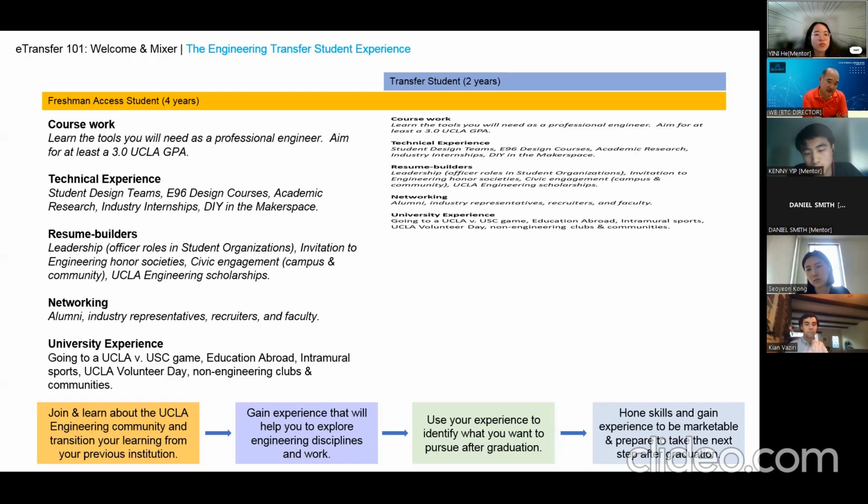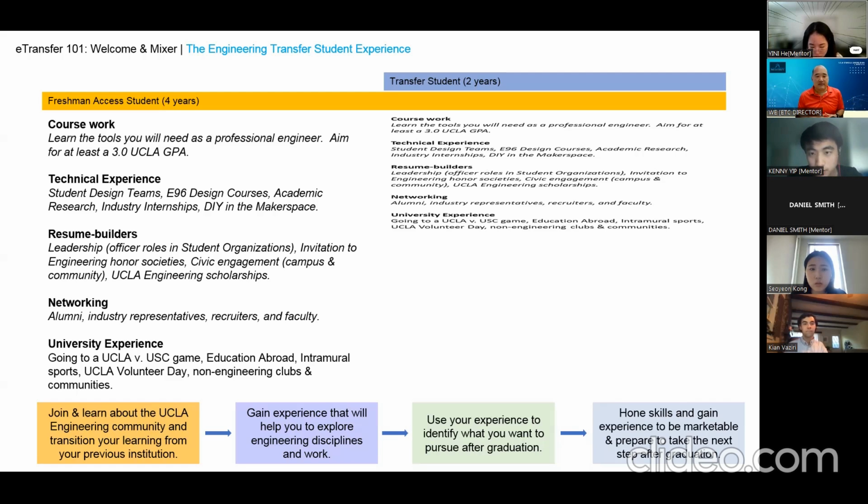Okay, so there's a tremendous amount of technical experience that you can gain, which includes things like engineering student design teams. We do have the E96 design courses in which, over a 10-week period, you'll have a technical experience that you can put on your resume and talk about. There's also academic research, which is a really great way to see if research grad school is something that you're interested in. There's industry internships, and then there's stuff that you can do on your own. Okay. So all of these are the items you would want to get involved in outside of the classroom to get some actual technical experience, to explore the buffet line so that you know what it is that you want to pursue, right?